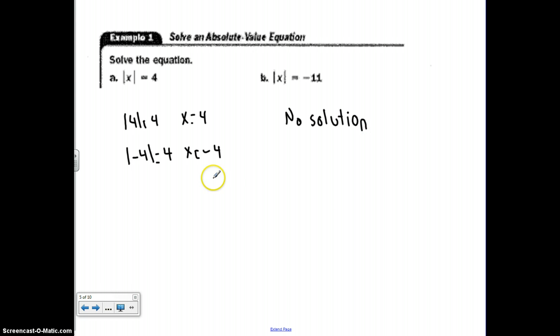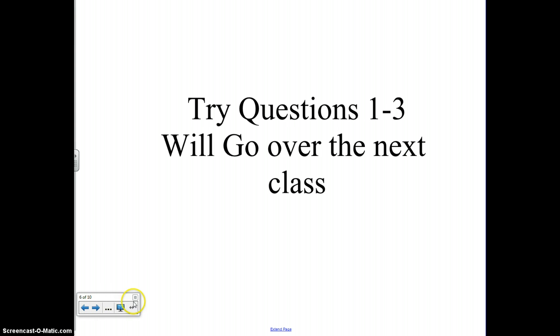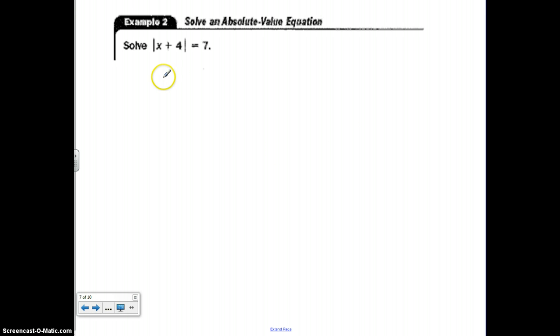Okay, so let's look at another example. Actually, what I want you to try to do is, on your notes, try questions 1 through 3, and we'll go over that in the next class. So let's look at this problem right here. I have the absolute value of x plus 4 equals 7. Somehow, inside, I want to find an x value that I could put in place of x that, if I were to take the absolute value of that term, it would get 7. So what am I looking for? The absolute value of what equals 7?